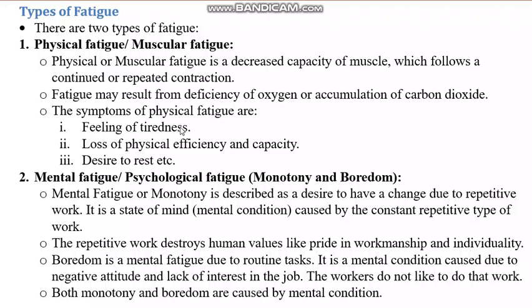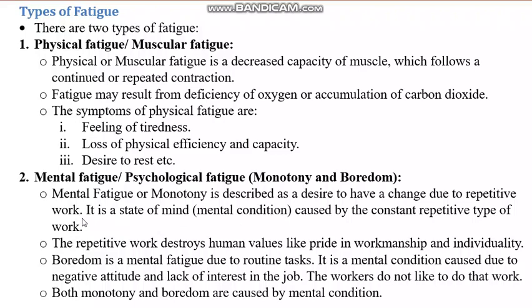And the symptoms of physical fatigue are feeling of tiredness, loss of physical efficiency and capacity to do the work, and desire to rest. This is because of the physical fatigue. Now, if we are talking about the second type of fatigue, that is the mental fatigue or the psychological fatigue. See, this one is described as the desire to have a change due to repetitive work.